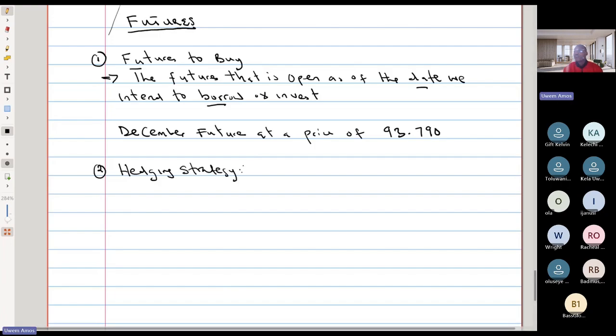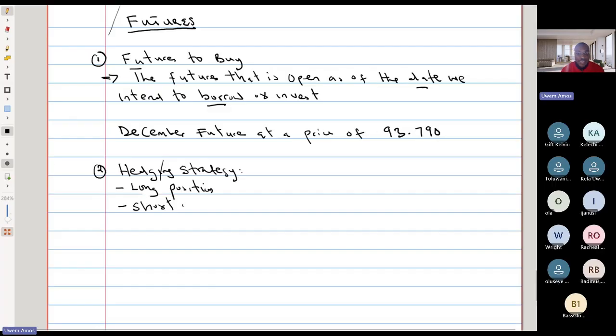Now pay attention to this closely. Now there are two hedging strategies. One is a long position. And second is a short position. I'm using this to explain. You don't need this in your answer, please. So the same thing at this one, you don't need this in your answer. Just put the futures to buy December futures at the price of 93.79.